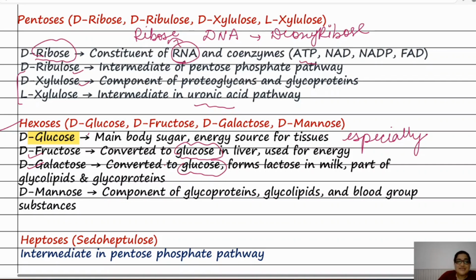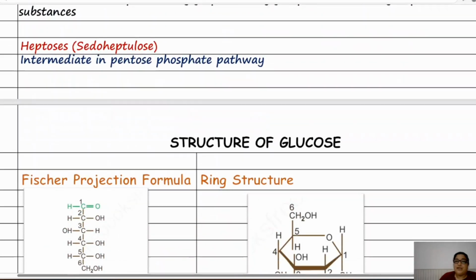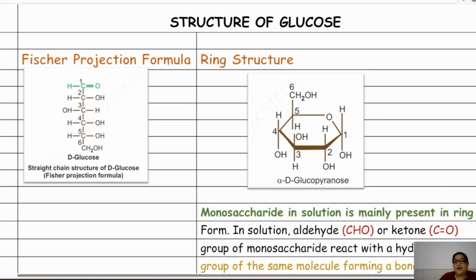Next is mannose, which is an important component of glycoproteins. Okay, heptoses: it is an intermediate in the pentose phosphate pathway.